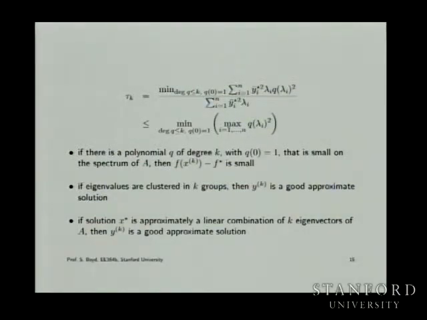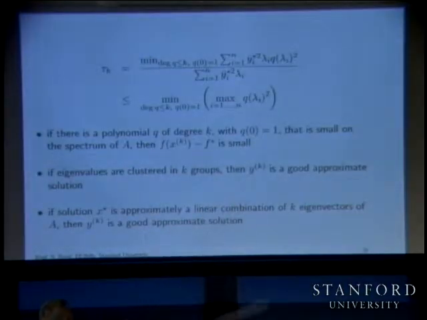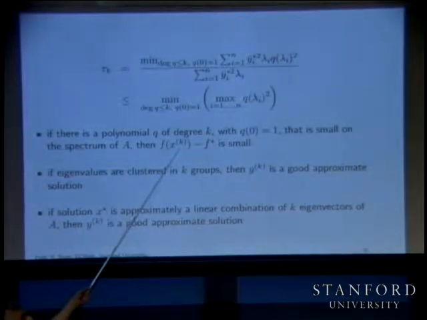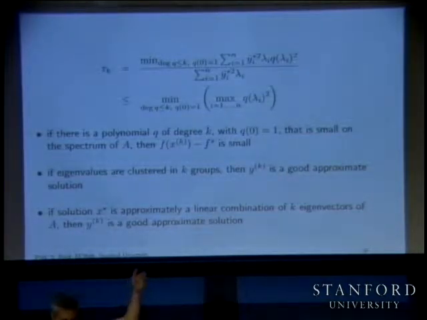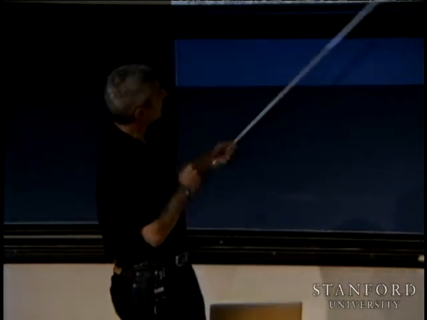If you can find a polynomial of degree k that starts at 1, that's small on the spectrum of A, then actually no matter what the right-hand side B is, your f of xk minus f star is going to be small. And in particular, this says that if the eigenvalues are clustered into groups, let's say k groups, then yk is going to be a really good approximate solution. Because if I have k clusters of eigenvalues, I can take a kth order polynomial and put it right through, say, the center of those clusters or near the center of those clusters, and then that polynomial will be really small on each of those clusters, and we'll get a very good fit here.